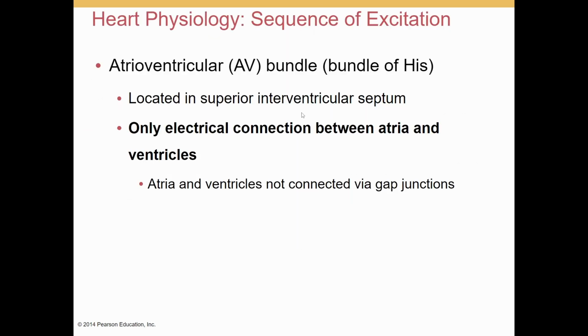The atrioventricular bundle, or AV bundle, is located in the top part of the inner ventricular septum. It is the only electrical connection between the atria and the ventricles. And the atria and the ventricles are not connected via gap junctions otherwise. So this is the only way to get a signal initiated in the right atrium down into the ventricles. There are other pathways that will take the electrical signal generated by the SA node and AV node into the left atrium.